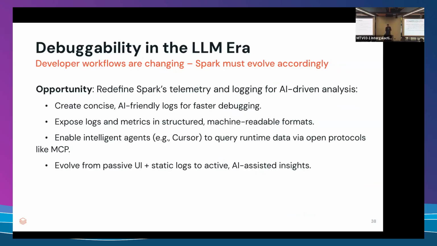So actually, this is a great opportunity. We can just make Spark simple. We should create concise, AI-friendly logs for both humans and AI to debug. And we should expose the logs in a structured, machine-readable format. And also build MCP to query runtime data. So this is still ongoing. And also we should provide AI insight directly. People don't need to use the UI or read logs anymore.